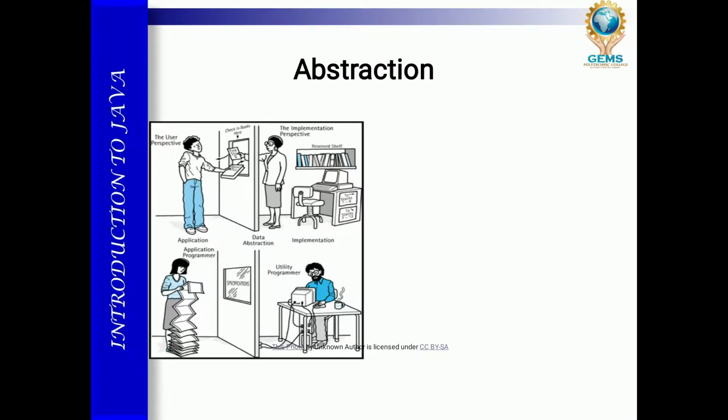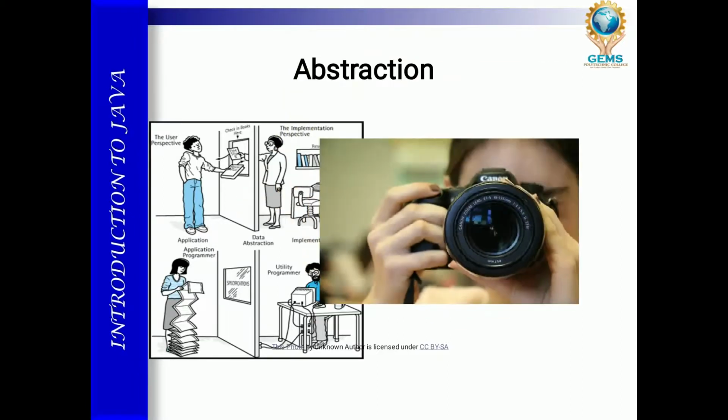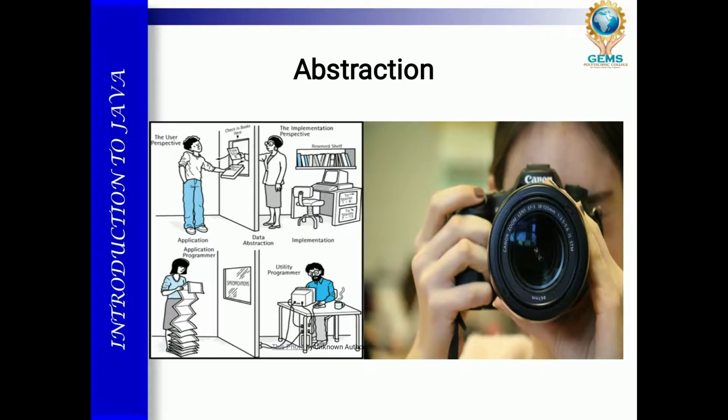She doesn't require what is going on behind her. She just wants to know what she wants. One more example: take a camera as an example. You just have to know one thing here, how to take the pictures. You don't need to bother about more than that. Just know how to take the picture, and you can use the camera in an effective way. That is called abstraction.